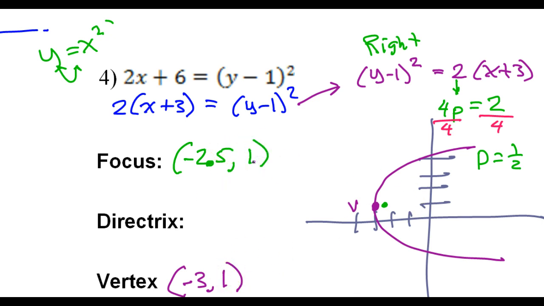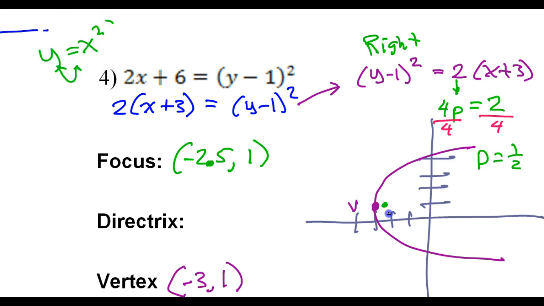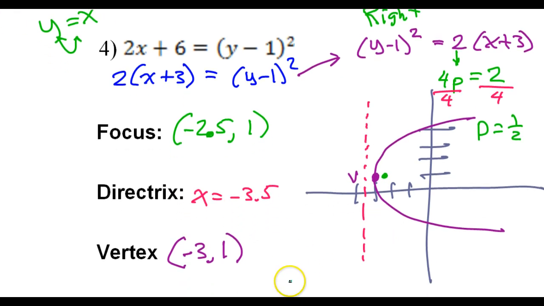Now all I need is the directrix. But you know the directrix is going to be the same distance on the opposite side. So still doing the p-value. So if I go to the opposite side, my directrix will be 1/2 to the left of the vertex. So with the vertex here at negative 3, then the directrix will be x equals negative 3.5. Okay? Vertical lines are always x equals. So that's it for number 4.